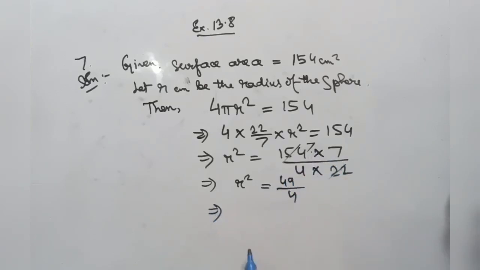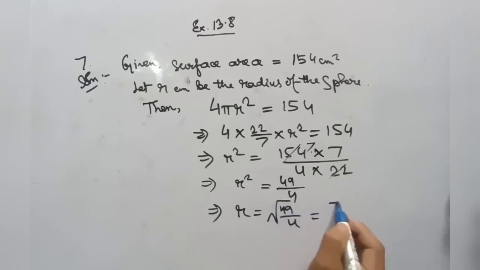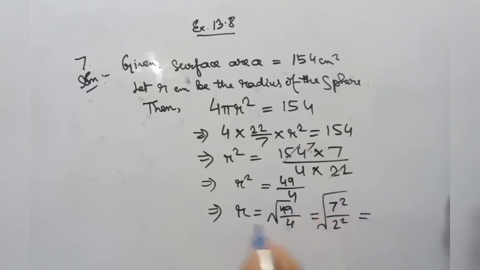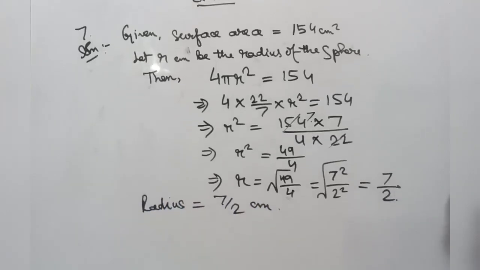This implies r equals under root 49/4. That is, 49 is 7 square and 4 is 2 square. So the value of r will be 7/2. So the radius of the sphere is 7/2 centimeter.